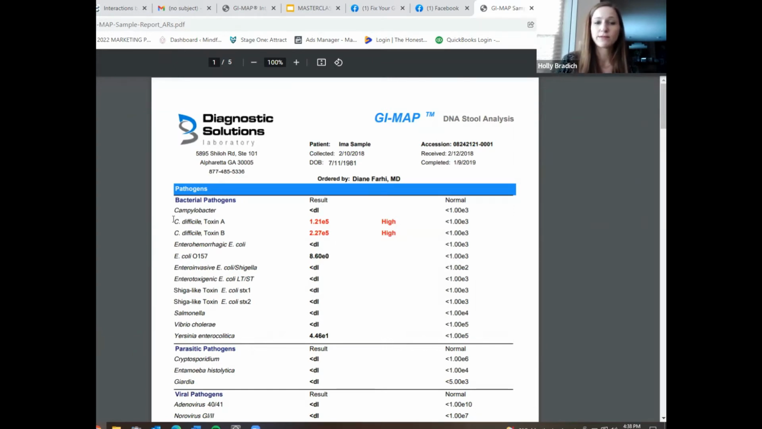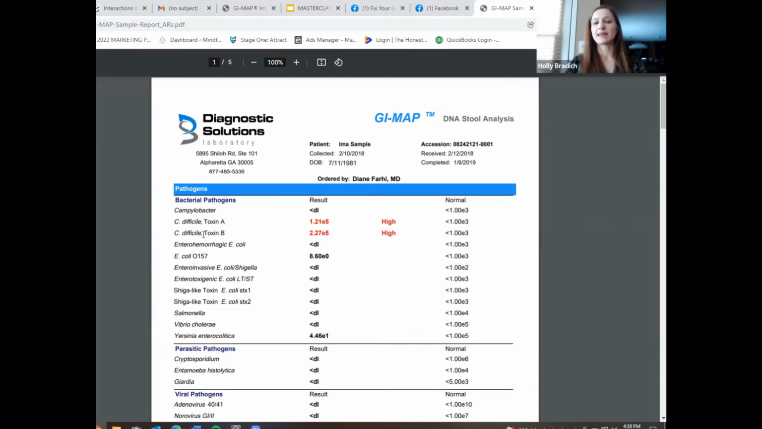So here's one, for example. You guys may have heard of C. difficile. That is one of the hospital-acquired infections that can be very difficult to kill with antibiotics. It's often an antibiotic-resistant organism, and people can die from it. So it's very serious.